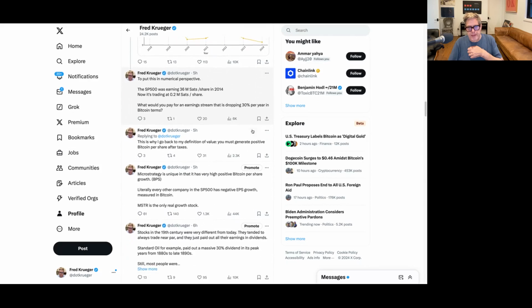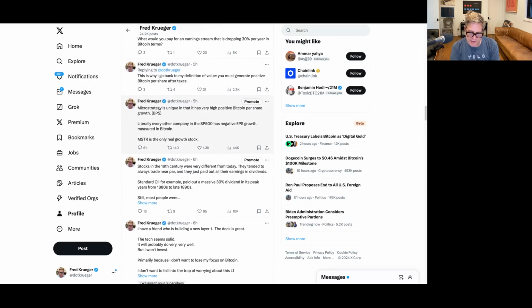So what I want to talk about is how do we look at stocks and earnings per share and earnings per share growth in Bitcoin terms. I started this with a tweet that I made yesterday, and I was just thinking, what do these growth stocks look like in terms of Bitcoin? And it just hit me that every company in the S&P 500 has negative earnings per share growth measured in Bitcoin, except for one, really. It's MicroStrategy. That's the only company which is growing its Bitcoin per share on a Bitcoin standard.